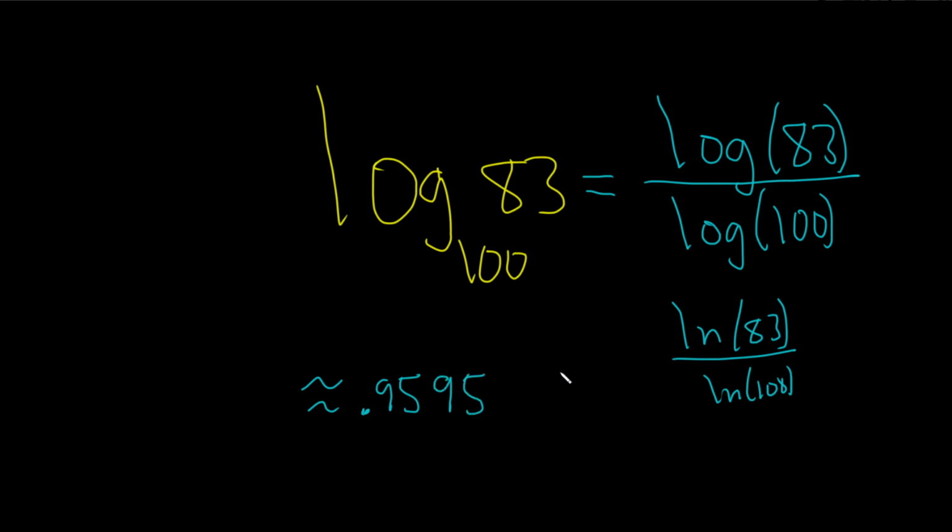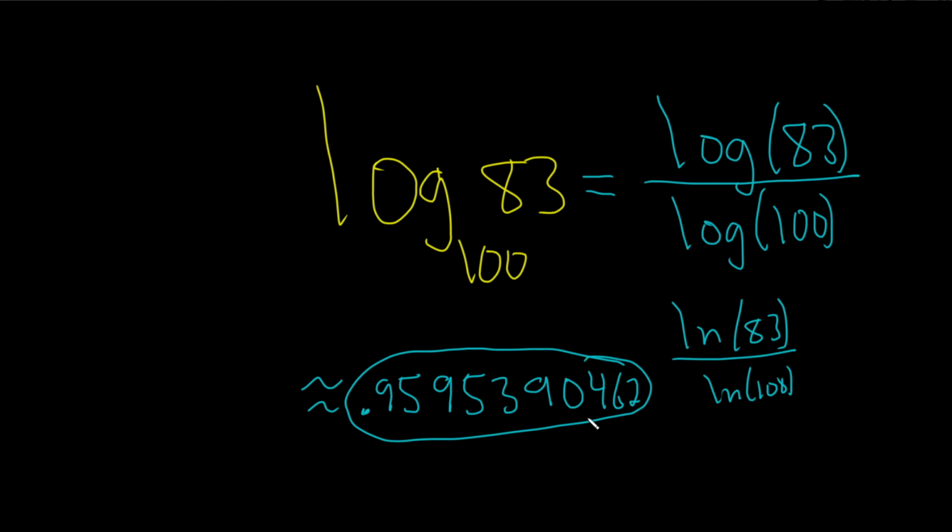0.9595, and it keeps going. I'll just do 390462. Why not? That's how many decimals I am getting right now. So you should get something like that. So try it and just make sure that you use parentheses. That's super important. And remember, log of the top over log of the bottom. Good luck.